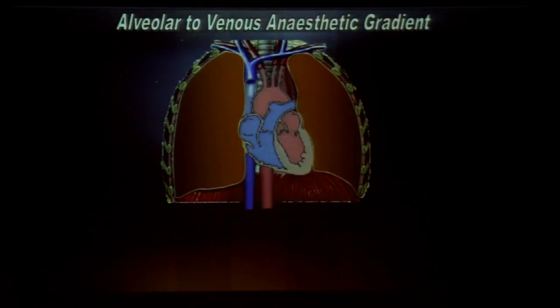What about the alveolar venous anesthesia gradient which we had talked about? So this is your alveolar gradient. It has to go into the arterial blood. So when it is taken up by the pulmonary blood flow, it goes into the left heart. From there it goes into the aorta, and it goes into all the organs.